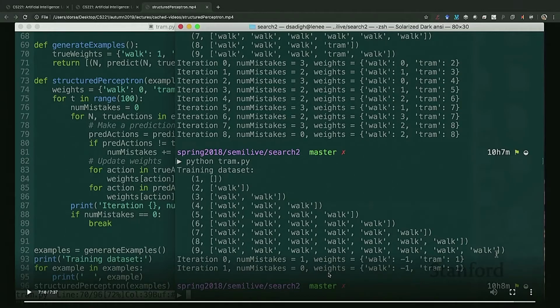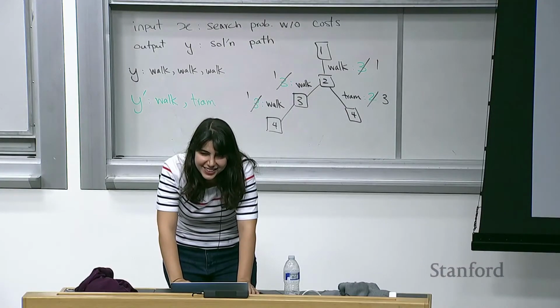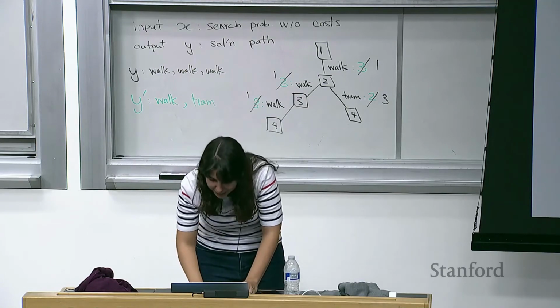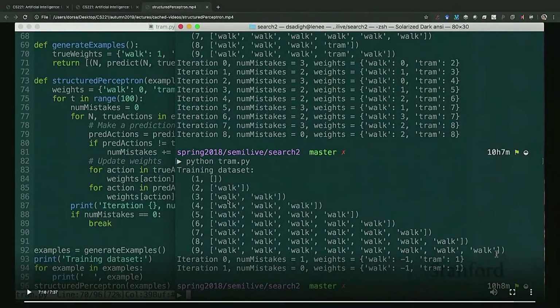Your training data is just all walking, so it's learning to just walk. Yeah, that's right. If you look at my training data up here, it just has all walks. It hasn't seen tram ever, so it has no idea what the cost of tram is with respect to the cost of walk. So it's not going to learn that. So we're going to fix that.